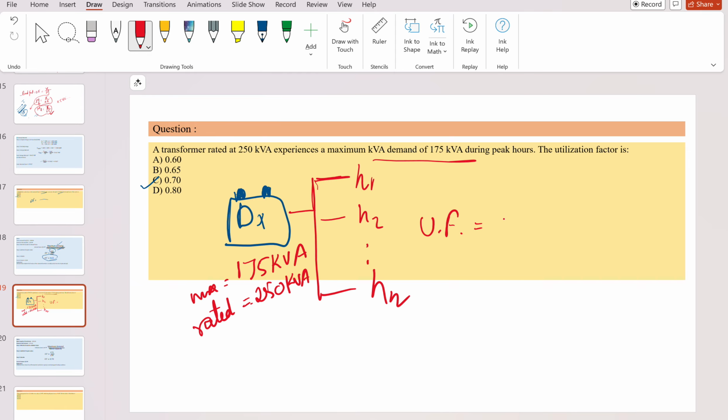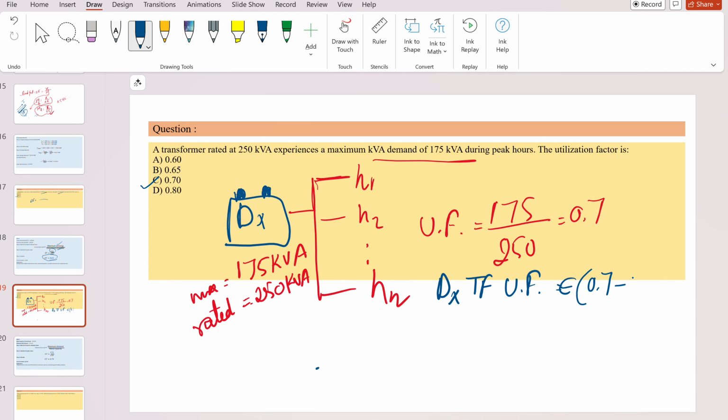So it is already given, it is 175 divided by 250. The units are the same, kVA and kVA. So when you divide 175 by 250, it will come out to be 0.7. Here an important point to remember is that the distribution transformer utilization factor usually belongs to 0.7 to 0.8, in most of the cases. You should remember that a 70 to 75% loading is preferable.